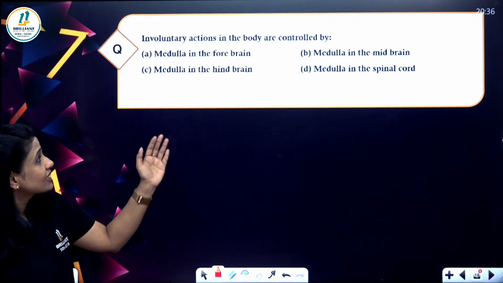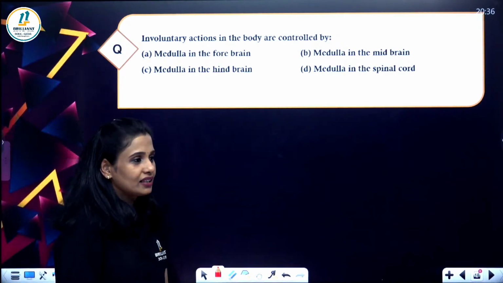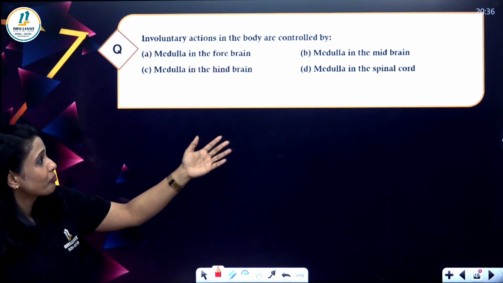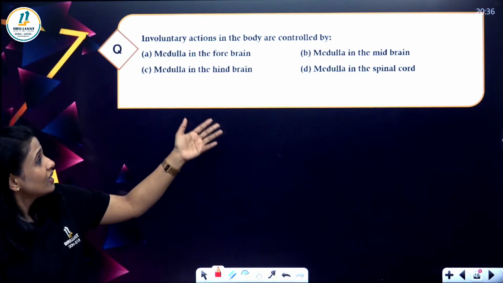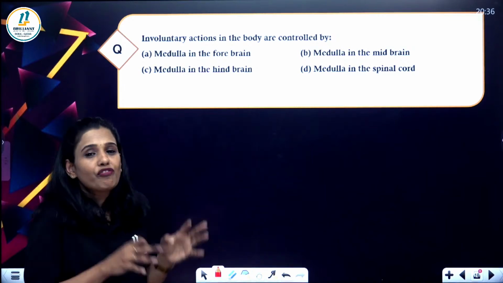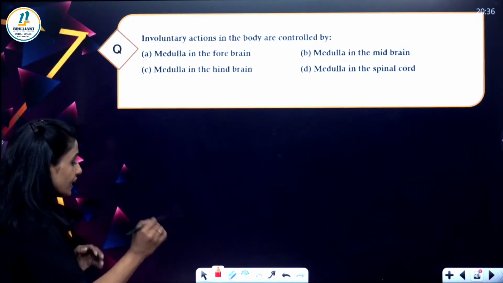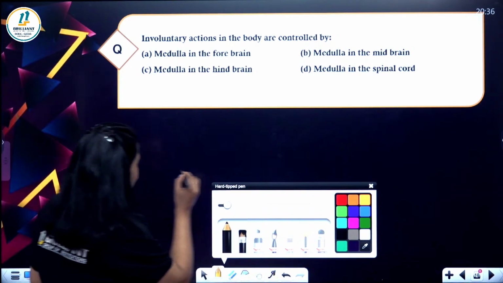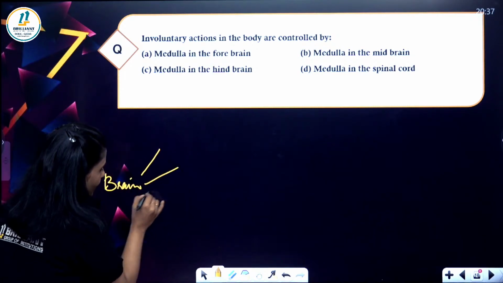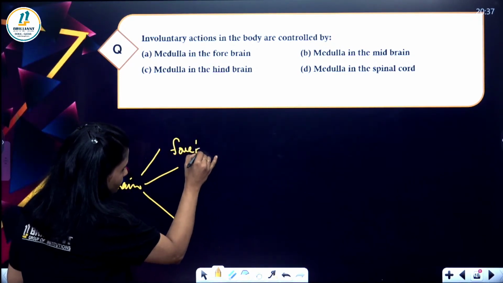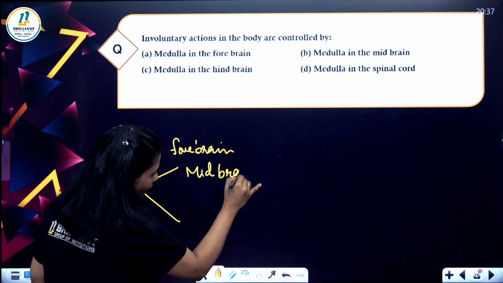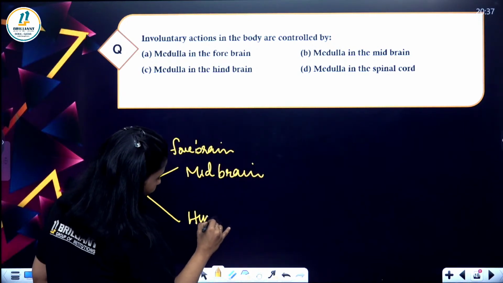Involuntary actions in the body are controlled by. The options are: medulla in the forebrain, medulla in the hindbrain, medulla in the midbrain, medulla in the spinal cord. Here are 4 options given. We have already learned that there are 3 parts of the brain, that is forebrain, midbrain and hindbrain.